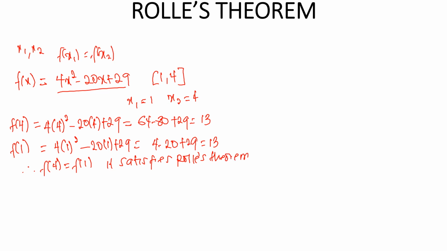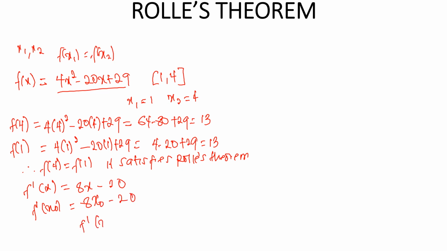In order for you to get your x0, what you do is that you differentiate f of x. Differentiating f of x is differentiating the original equation of the curve, which is 4x squared minus 20x plus 29. If you differentiate 4x squared minus 20x plus 29, you're going to have 8x minus 20. Then you get your f prime of x0. f prime of x0 is equal to 8x0 minus 20.